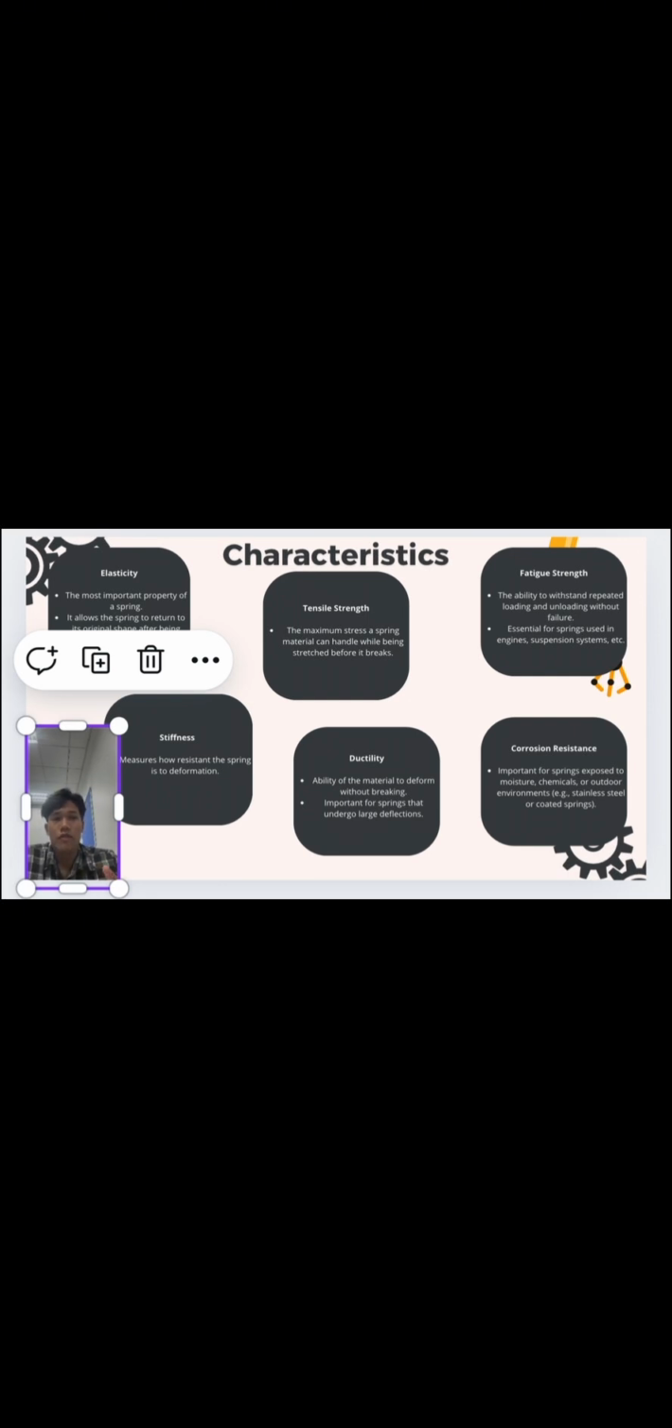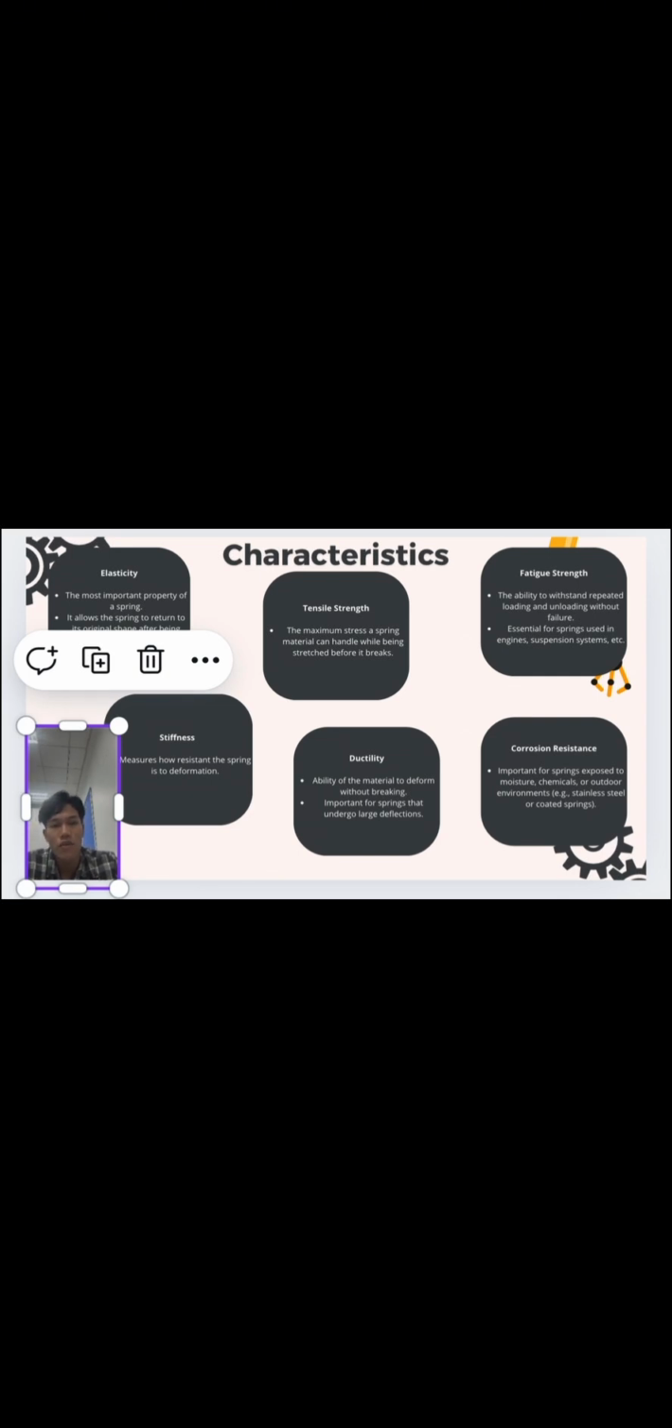The next one is stiffness. Stiffness is what gives a spring its feel. It simply measures how resistant the spring is to deformation. A high stiffness spring is hard to push, while a low stiffness spring is easy to push. Ductility relates to the material toughness. It's the ability of the material to deform without breaking. This is particularly important for springs that undergo large deflections or significant bending and stretching.